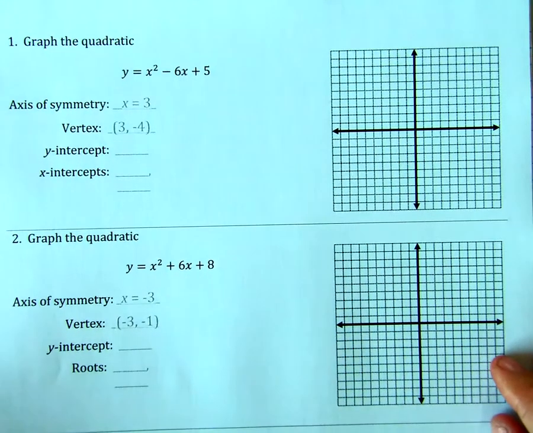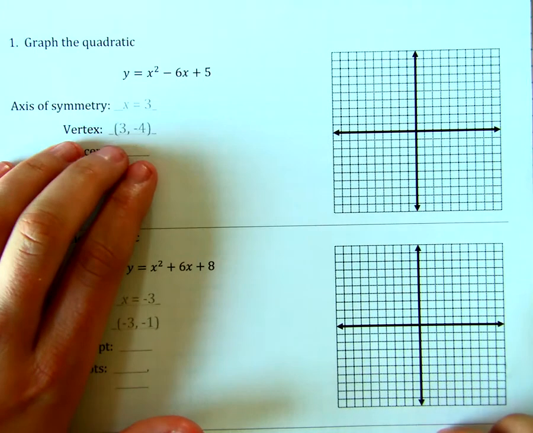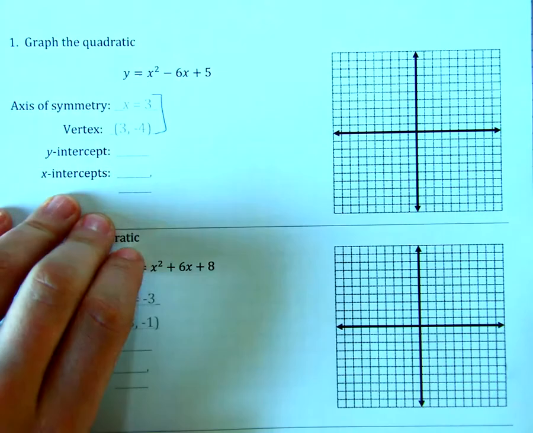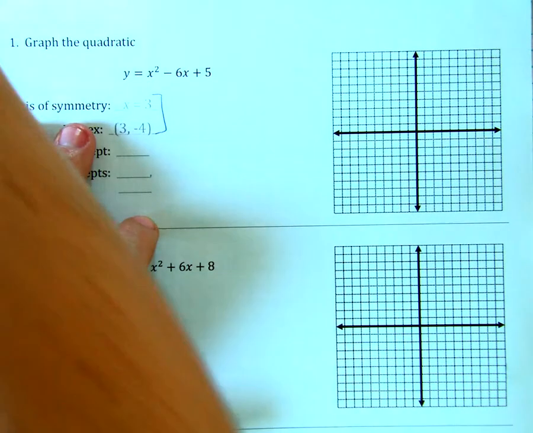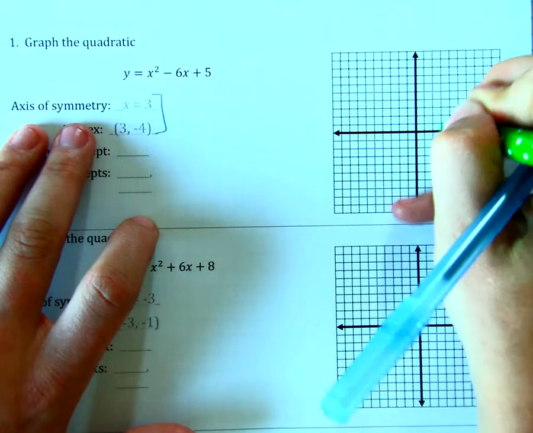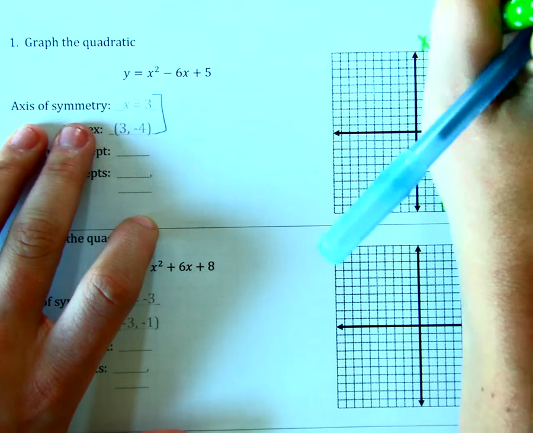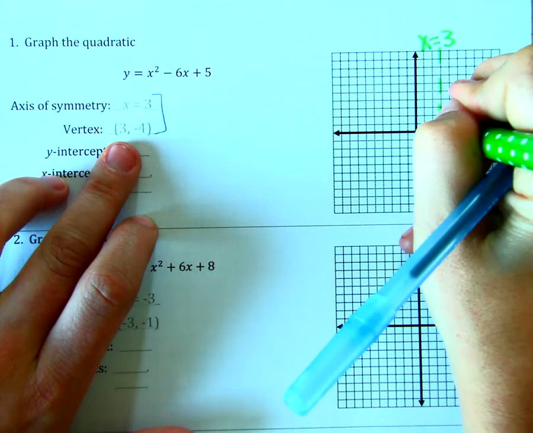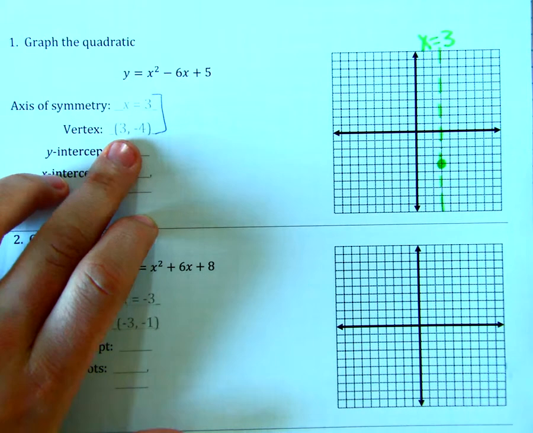So here I have two examples. Let's start with example 1. I'm going to really quickly graph these two things. These will be covered in the next lesson. The axis of symmetry is x equals 3. So this is x equals 3. And my vertex is 3, negative 4. Awesome.